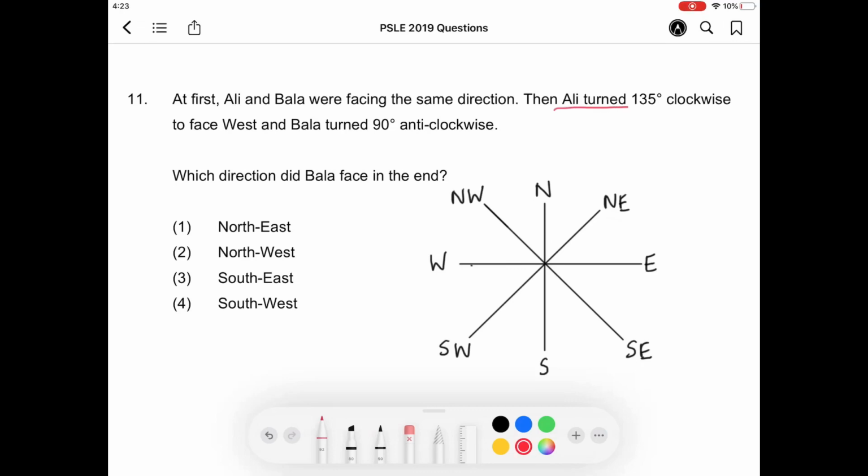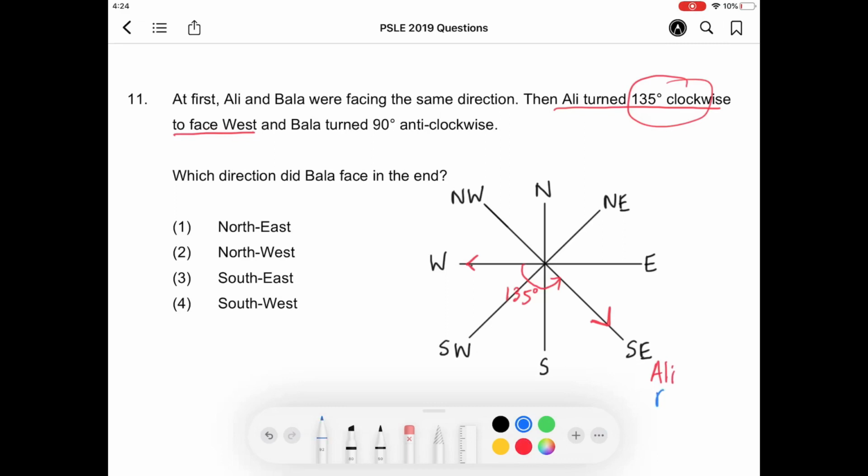Let's use Ali first. Ali turned 135 degrees clockwise to face west. So this is where Ali was facing in the end. So if we were to work backwards, we have to move 135 degrees anti-clockwise to find out where Ali was facing at first. This is 90 degrees and this is 45 degrees, so a total of 135 degrees anti-clockwise direction, which means that Ali was facing southeast at first.